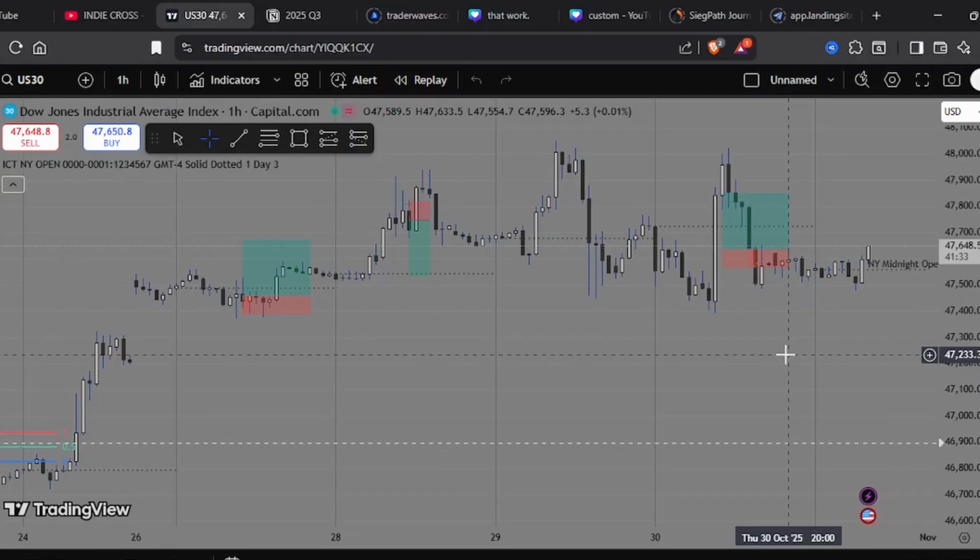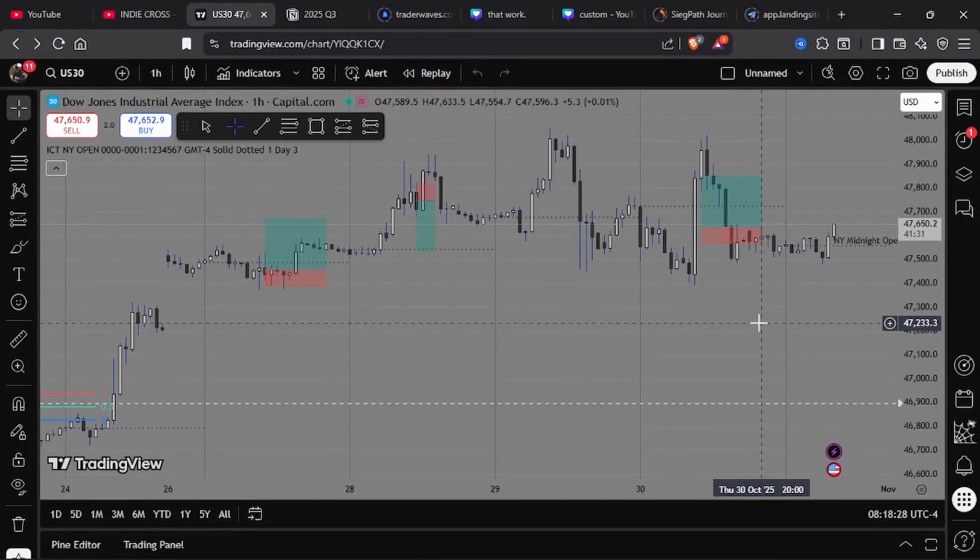If you know the way I trade US 30, all I do is wait for a liquidity sweep on the hourly, and once that candle that swept liquidity, or the next candle closing in the opposite direction, gets a 50% retracement within 2 hours, then I'm in that one. And for yesterday's trade, that retracement didn't happen within 2 hours.